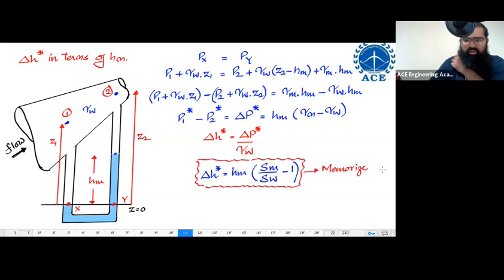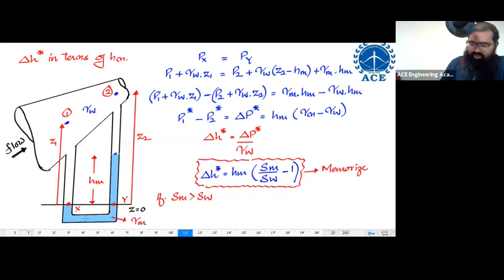Furthermore, sometimes what happens? If SM is much greater than SW, what do I mean by this? The manometric fluid over here, gamma m or SM is a property. It is much greater than SW. Much greater than SW means what?